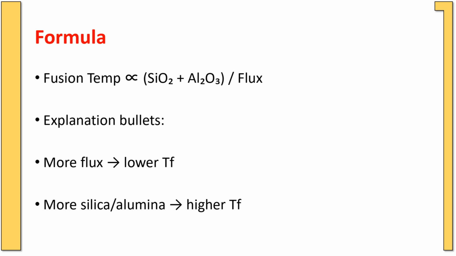Let's quickly understand the technical side. Fusion temperature relation. Higher silica and alumina content means higher melting temperature. Higher the flux, lower the melting temperature. Or in simple words, we can say more flux means the engobe will be softer, and less flux means harder engobe.